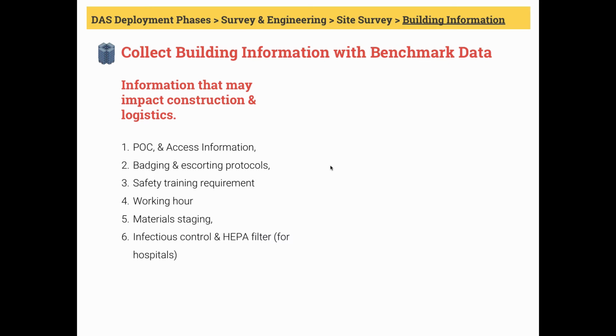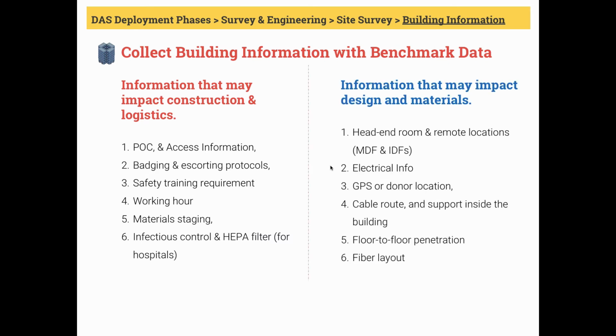The other type of information we need is information that will impact design and materials. These are hidden rooms and remote locations, basically MDFs and IDFs, electrical information, GPS or donor location, cable route and support inside the building, floor-to-floor penetration when we are running the cable, and fiber layout, which is also very important. Some of these terms may not be familiar to you now, but we'll discuss them in the engineering sections of the course. Both types of information are important for coming up with design, materials and construction cost.